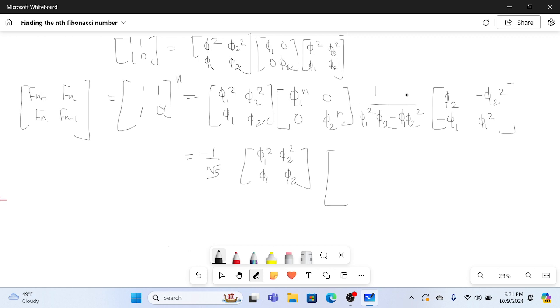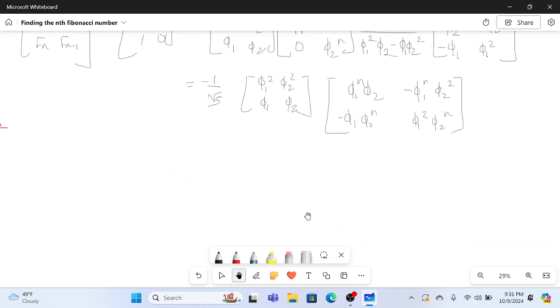Phi 1 to the power n, 0, phi2 to the power n. Minus phi1 to the power n, phi2 square. This will be minus phi1, phi2 to the power n. This will be phi1 square, phi2 to the power n. Good. Now let's multiply those other two again. Minus 1 by root 5.